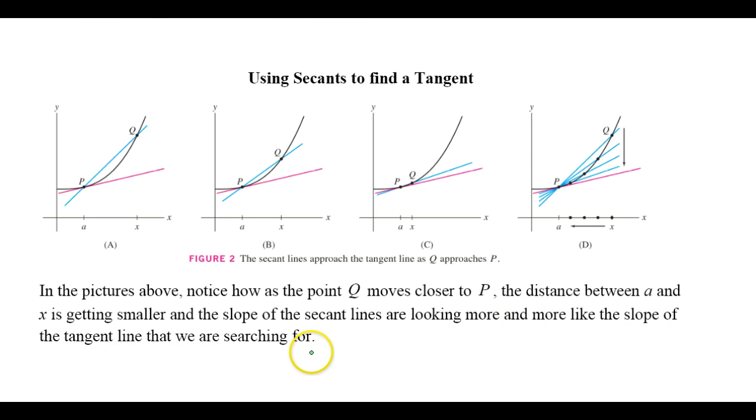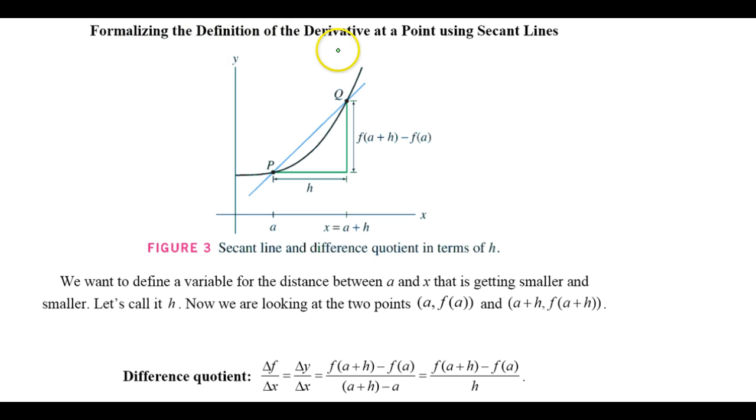Alright, so now we want to formalize the definition of the derivative at a point using secant lines. So we said that our goal was we were going to try to use this secant line here between points P and Q to find the slope of the tangent line right at the point P. And the idea was that we were going to take this x value and move it closer and closer to A. Well, we're going to come up with an alternative way to think about that concept. So what we want is to think about the distance between X and A. So let's go ahead and call that distance H.